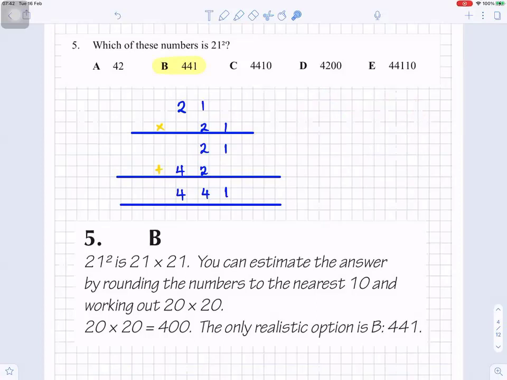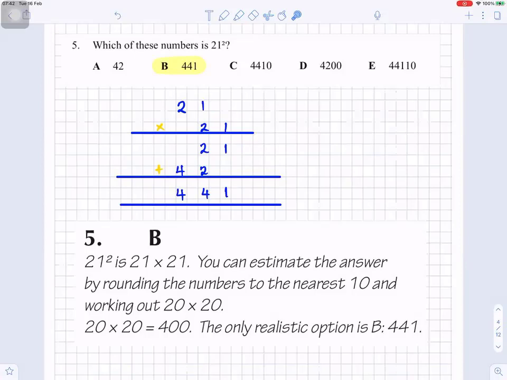And you can do the multiplication. 1 times 1 is 1. 1 times 2 is 2. 2 times 1 is 2. 2 times 2 is 4. And you add them. 1 add nothing is 1. 2 add 2 is 4. And 4 add nothing is 4. So it's 441. That's one way to do it.